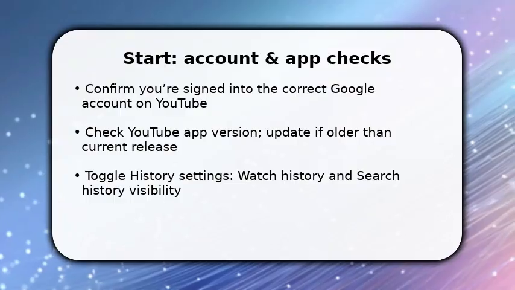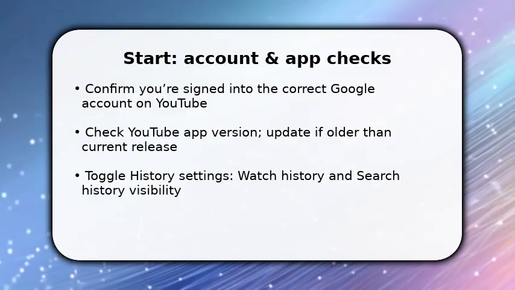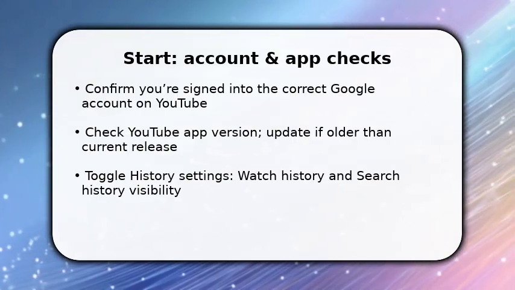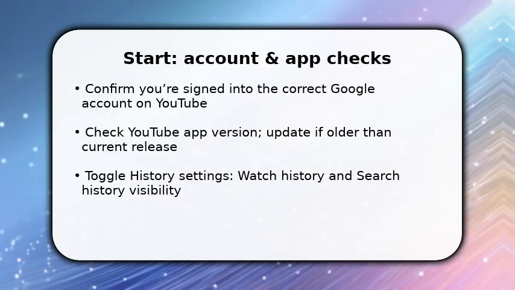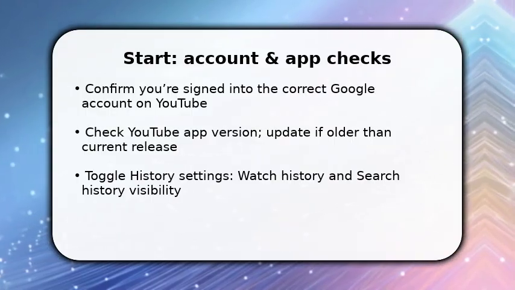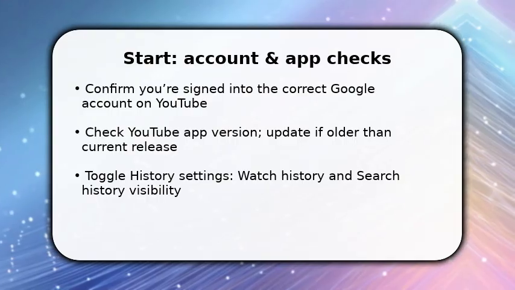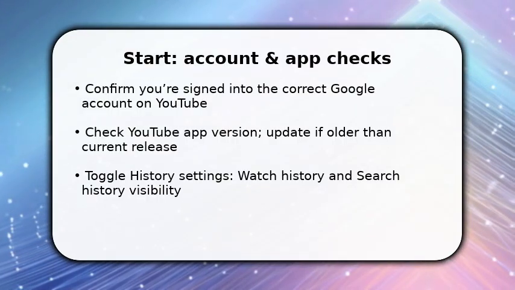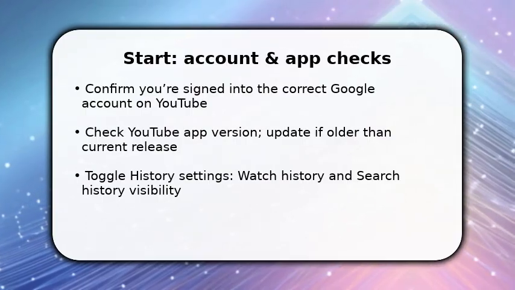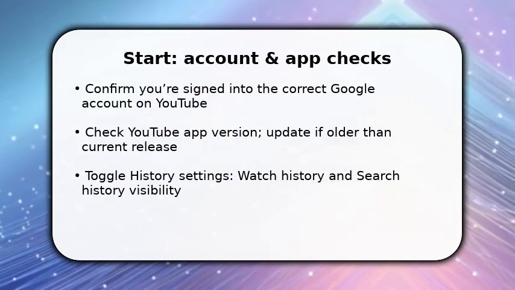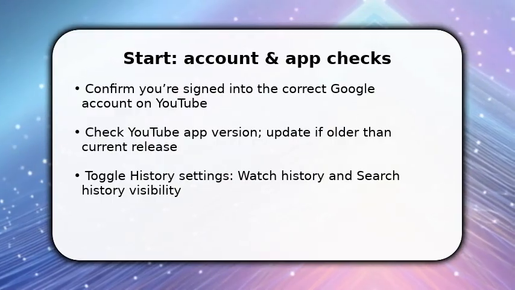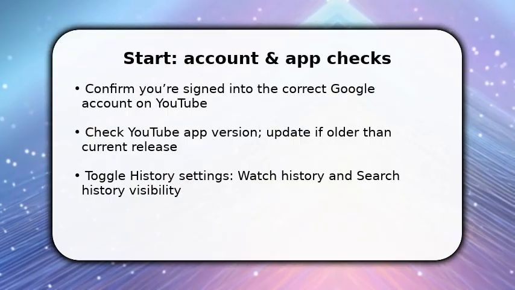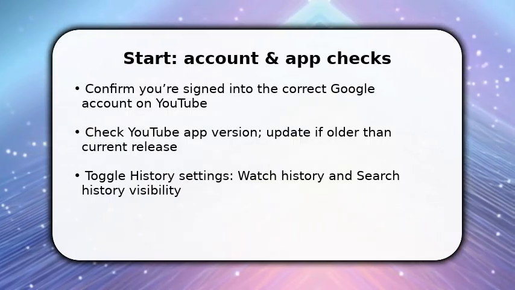Enjoy the video. You start by confirming account and app basics because the most common causes are wrong account or outdated app. Sign into the Google account you normally use on YouTube, then open the app or site and check for updates. Updates often restore missing UI elements. Once done, go to History Settings and ensure search history is enabled. You need to be in the same account where searches were made, otherwise nothing will appear. This quick verification prevents wasting time on deeper fixes.